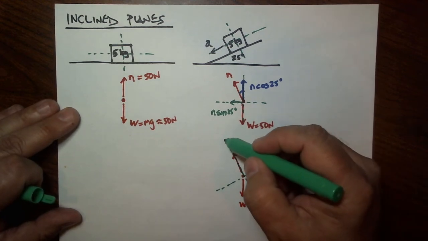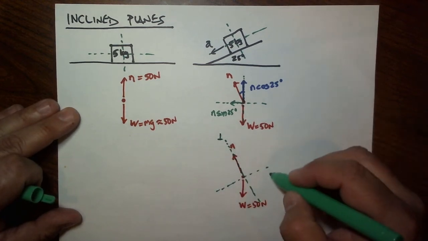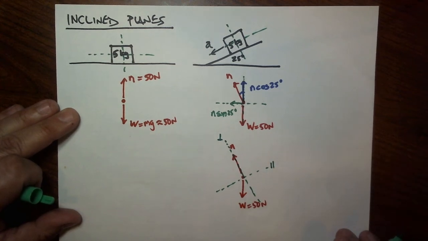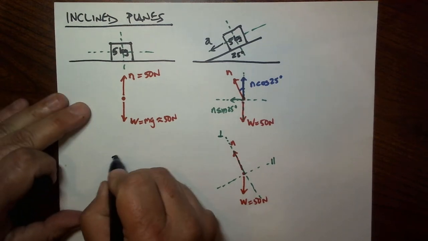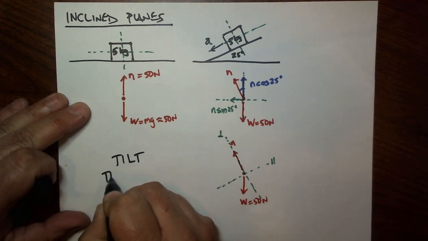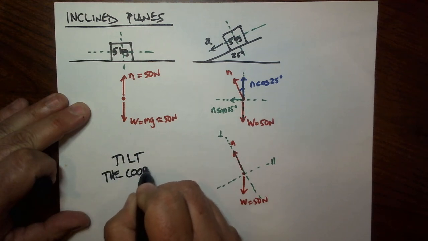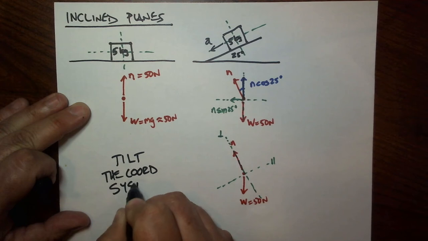You could even call this the perpendicular axis, and you could call this one the parallel axis if you want to do so. Or you could just call them x and y and realize that they have been tilted. In fact, it is worth writing down that the secret to these problems is to tilt the coordinate system.